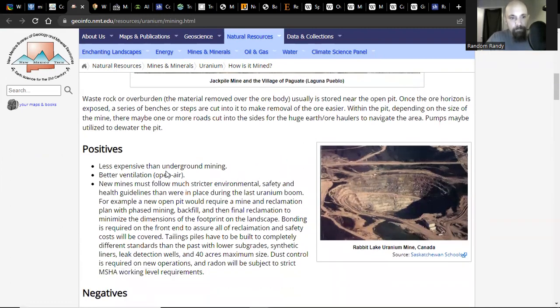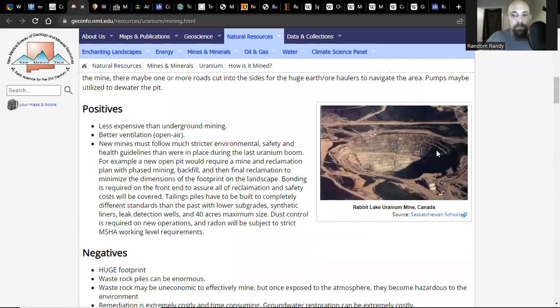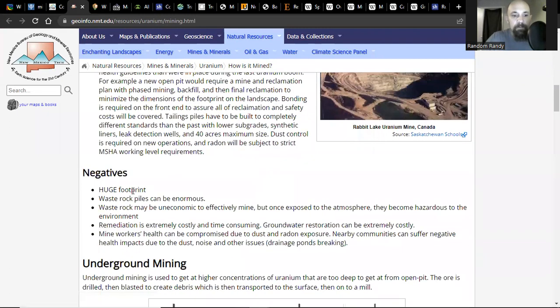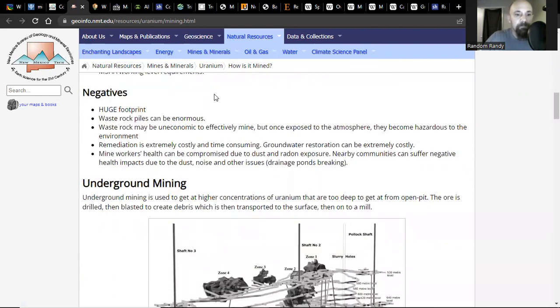So the positives of open air mining are that it is less expensive and has better ventilation. Here's an example of an open pit mine in Canada, and we will take a look at a lot of those. The negatives are a huge footprint, enormous waste rock piles, extremely costly and time-consuming remediation, and costly groundwater restoration. So there are pluses and minuses with all sorts of mining.